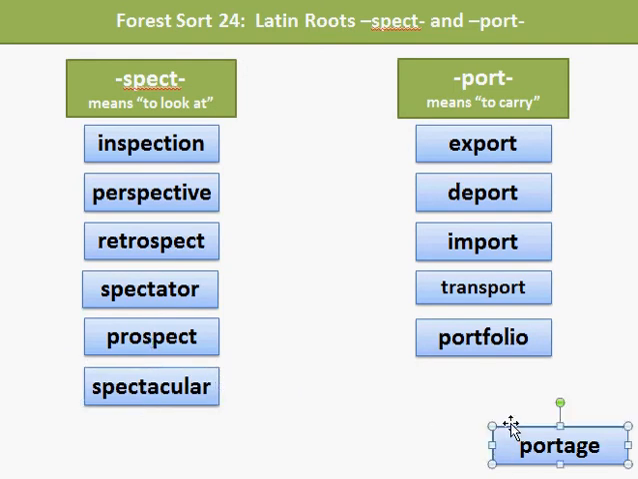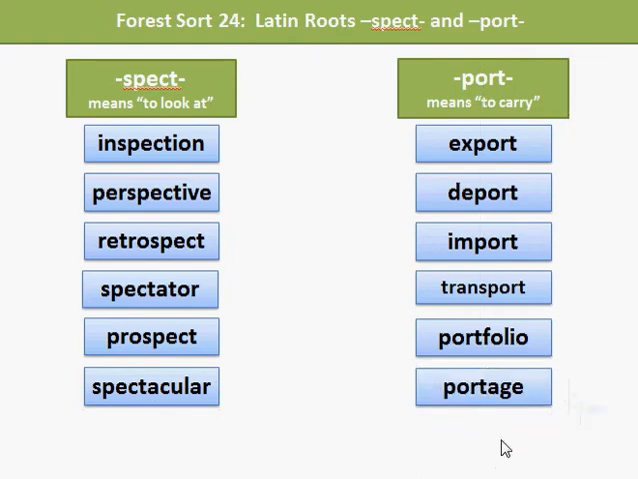And finally, our last sample word is portage. If we're looking at carrying something over a distance, we might portage a canoe, for example, to carry it out of the water past a dangerous area or past something that cannot be moved through on the water. If you were going to portage a canoe around a waterfall, for example, or around a dam to continue being able to go on the water at a later place. So one more time, spect means to look at and port means to carry.